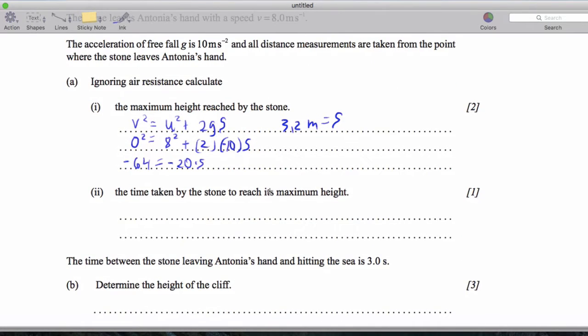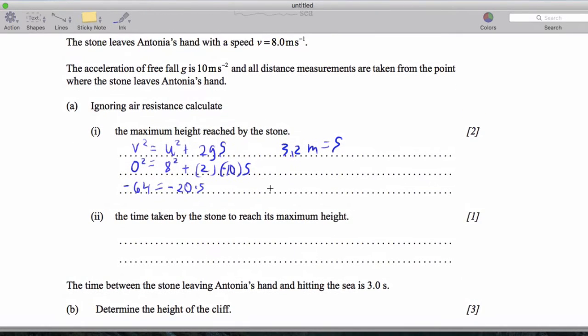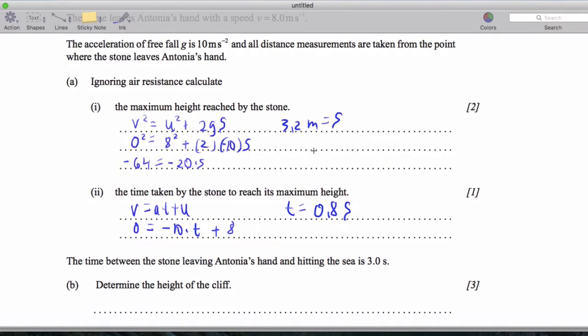And now it says the time taken by the stone to reach its maximum height. So let's go ahead and get that. We have v equals at plus u, which in this case is 0 equals negative 10 times t plus 8. So t is going to end up being 0.8 seconds.